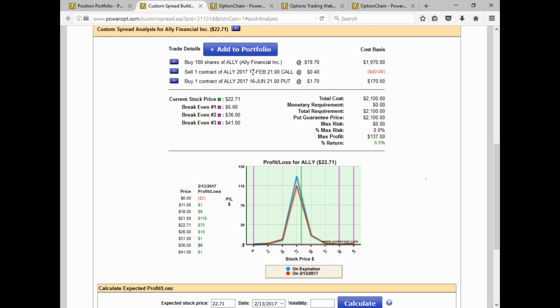Then what ended up happening is earnings came out on Monday or Tuesday, and after earnings, the stock had a very minimal effect. It moved up to about 21.10, but stayed there.